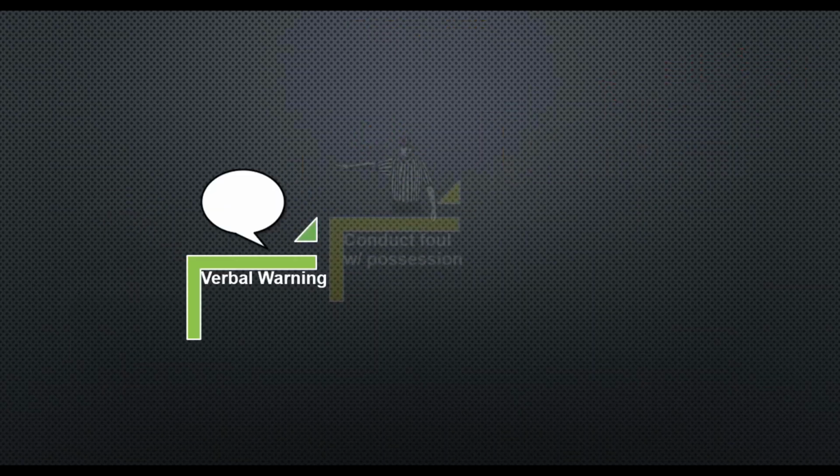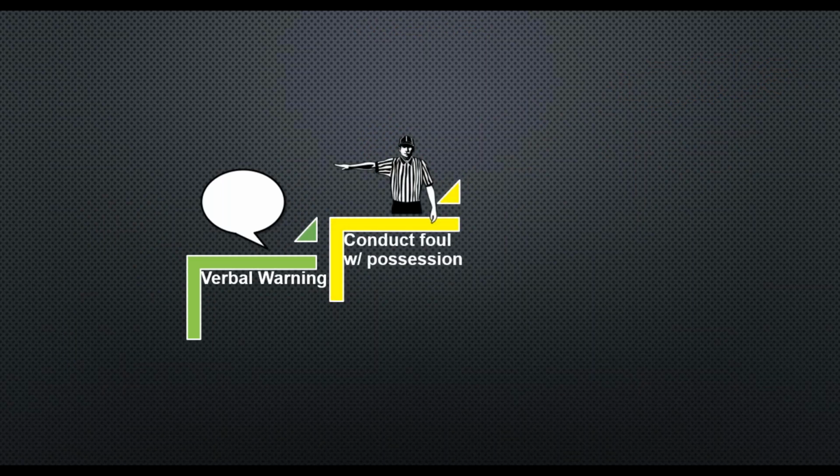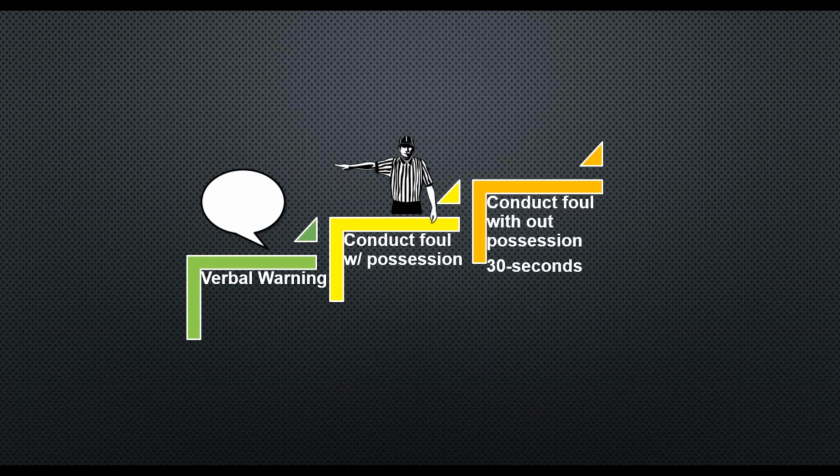penalty. So, focusing here on the lower part of the ramp, we've got the verbal warning, conduct foul with possession, and conduct foul without possession. As I mentioned before, if we properly utilize these first three steps in the ramp, oftentimes we can put ourselves in a situation where we can avoid the upper portions of the ramp that involve serious time-serving penalties.